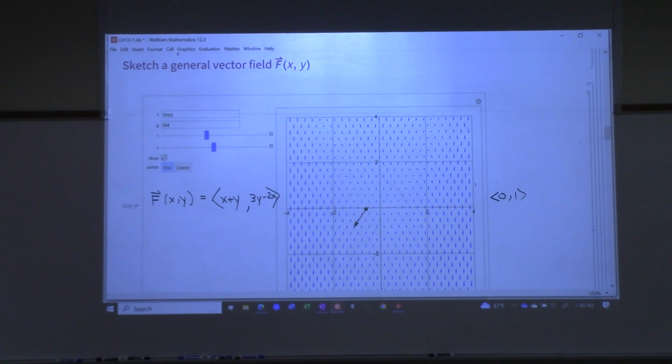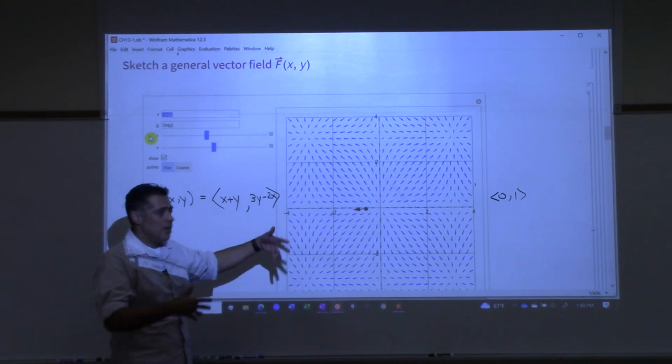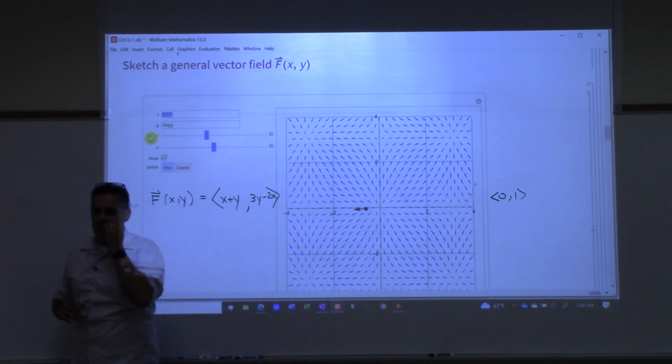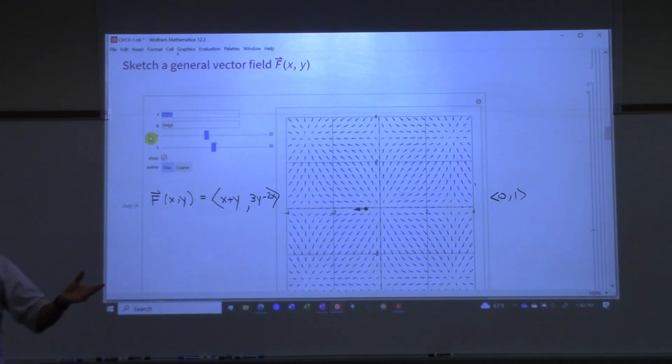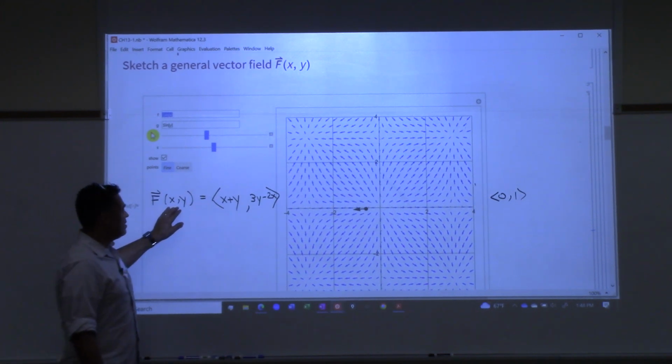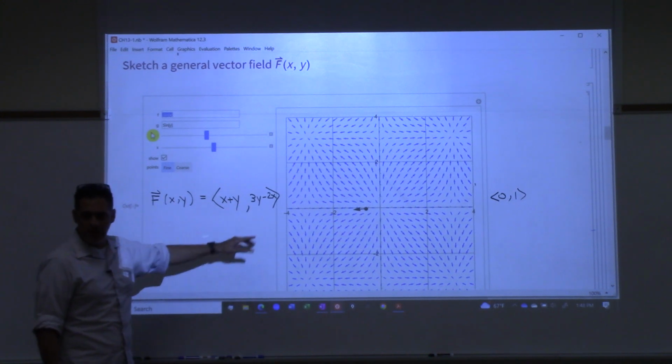Let's do sine x, sine y. Right? So you've got all sorts of, I mean, the possibilities are limitless here, right? All right, that's a vector field. It's a function that takes in a point in two-dimensional space and spits out a vector in two-dimensional space. That's it.